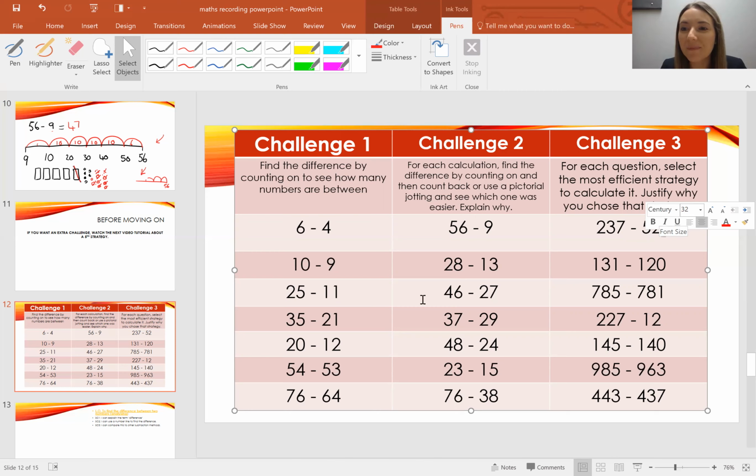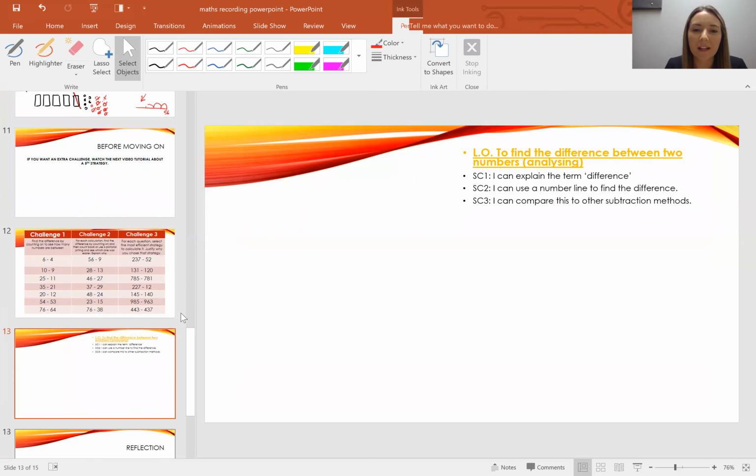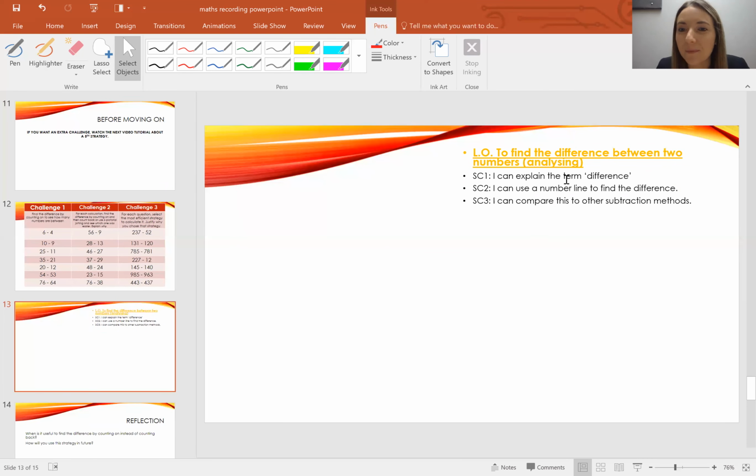Have you done those? Well done, everybody. I can't wait to see how you got on with it. So if we look back at our learning objective again, we've explained what the term difference is. We've used the number line to find the difference. Either whether you've counted back or counted on, you're still always finding the difference, because that's what subtraction is.